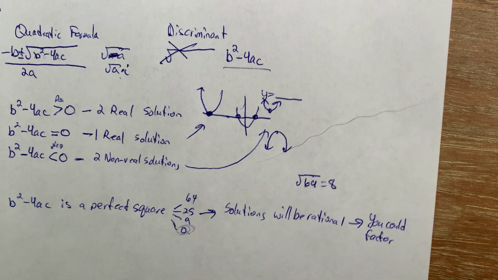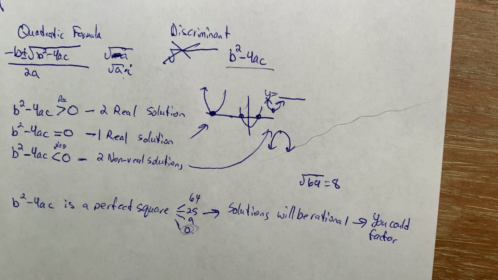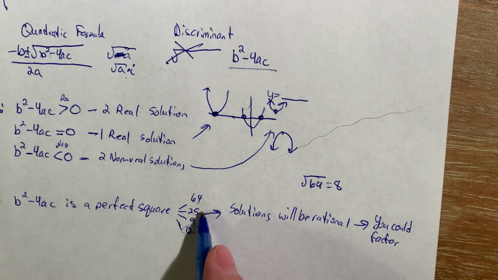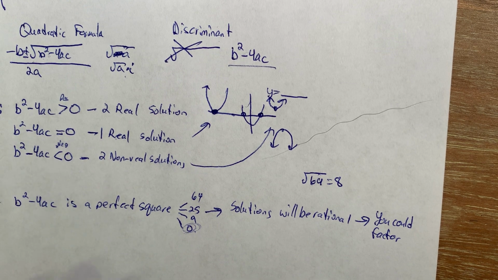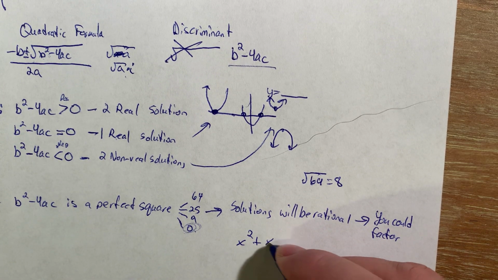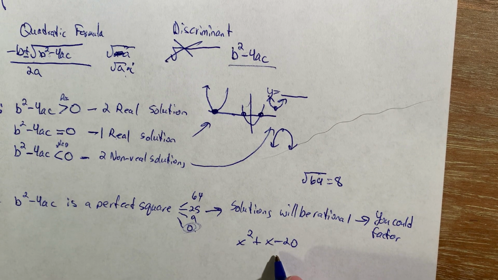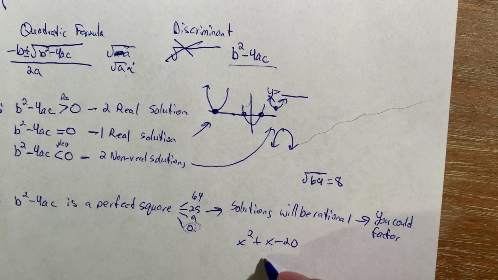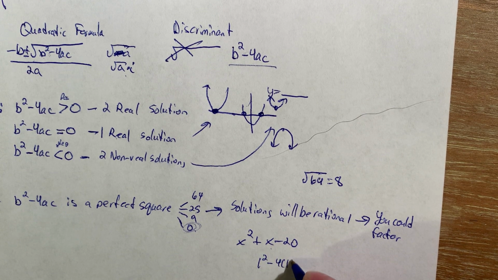And if the solutions are rational, it means you could factor it. We've been talking about factoring a lot. It turns out there are a lot of things that can't be factored, and this is a way to tell if something can be factored or not. You just do b squared minus 4ac, and if it comes out to be a perfect square, you can factor it. So if you look at x squared plus x minus 20, and you're not sure if it can be factored, you can do b squared, so 1 squared, minus 4ac.